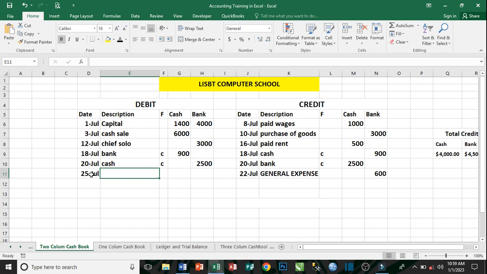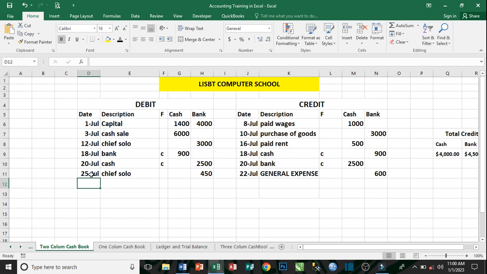July 25th, 2022. Chisolo. Where do we get our money from? Chisolo. So we use Chisolo. So where did the money come from? From the bank. When you read the question, July 25th, receive from Chisolo by check, anything that has to do with a check has to do with the bank. So we record this particular money, 450, from the bank. So that is it. Now we have another one here again.